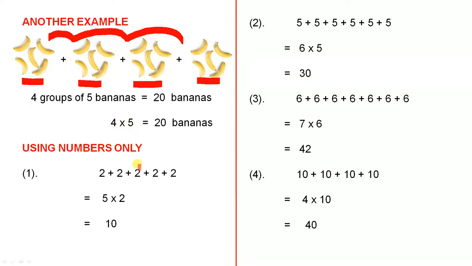Using numbers only. If we add those numbers together, that's repeated addition, that's 5 times 2 and that gives you 10. If we add all those numbers together, repeated addition, 6 times 5 is 30. If we add those 7 numbers together, 7 sixes are 42. Add those 4 numbers together, 4 tens are 40. So you can see from those 4 examples, again, that multiplication is a form of repeated addition.